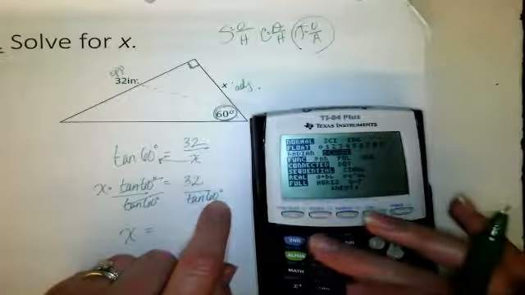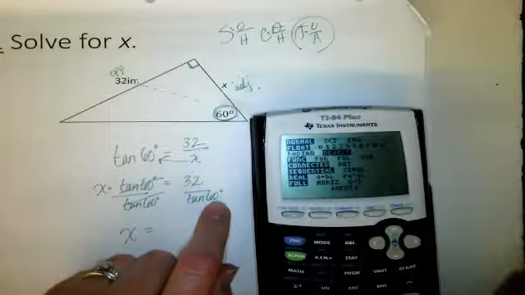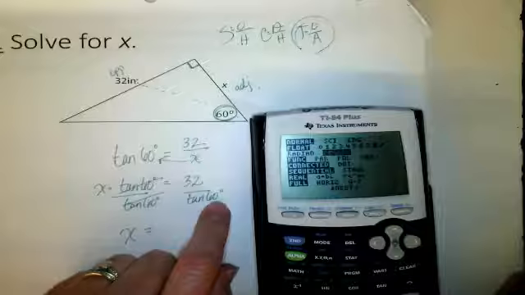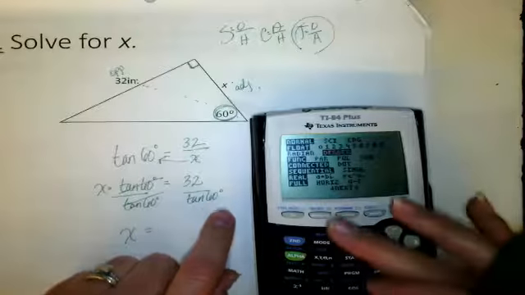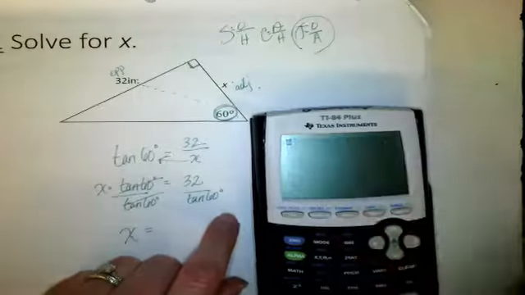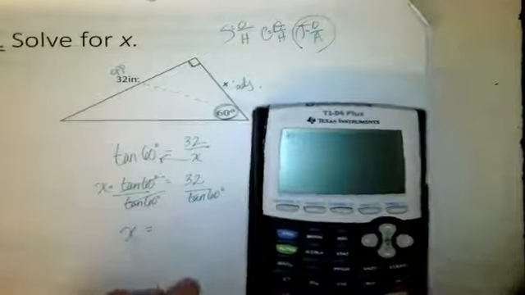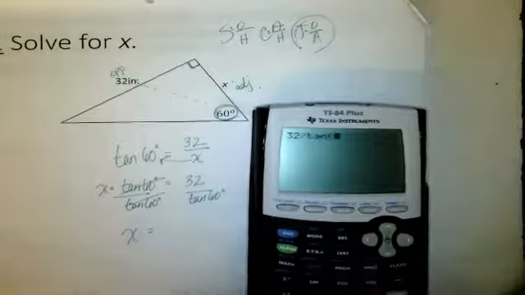So you go to mode and change it to degrees. What if I'm a Casio user? You have a degree button, and I can show you where that is. Deal. All right, so then you just get to type in 32 divided by the tangent of 60.